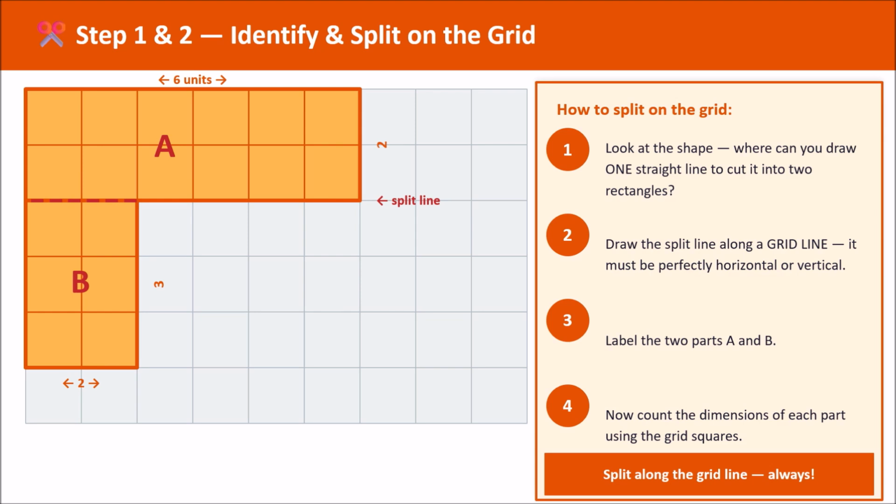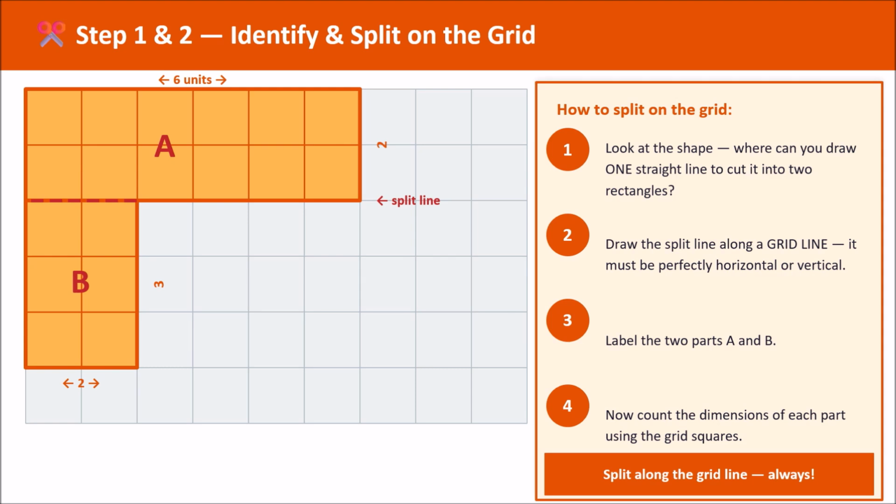Step number 3, label the 2 parts. Call them part A and part B. Count the dimensions of each part using the grid squares. Count the columns for length. Count the rows for height. Look at this L shape. I drew my split line horizontally across the right where the shape changes width. Now I have part A on the top and part B below. Simple, ready to solve. Always split along the grid line. It's the most important habit you can build.